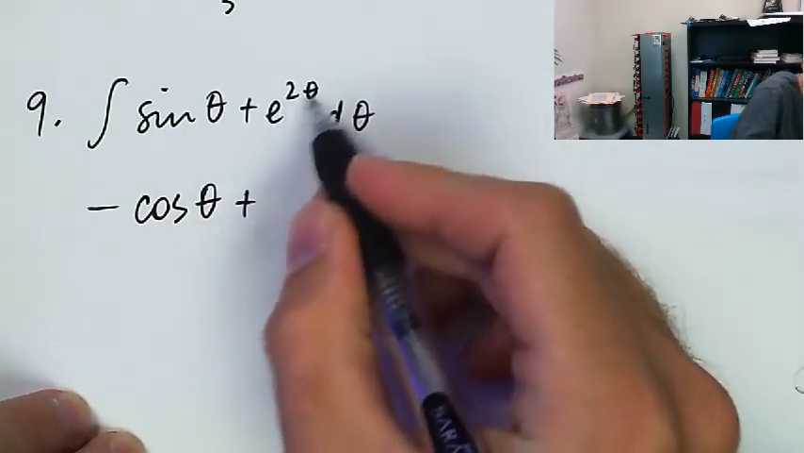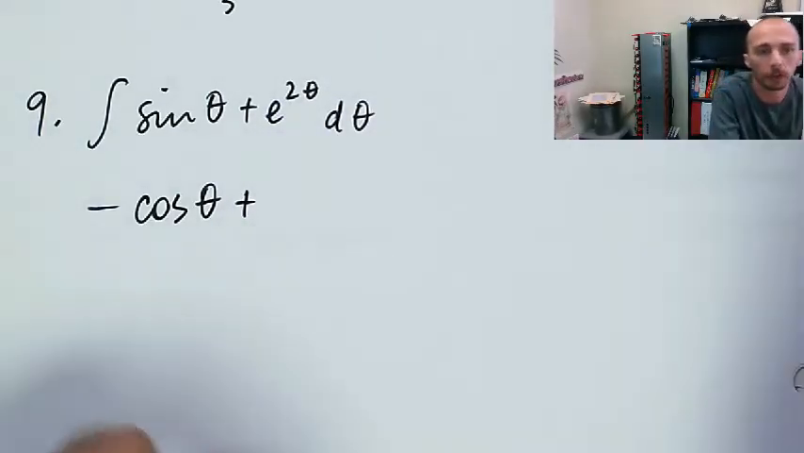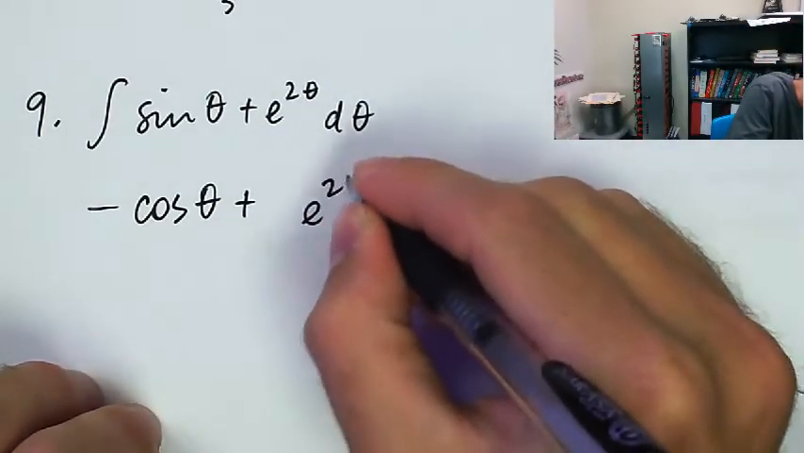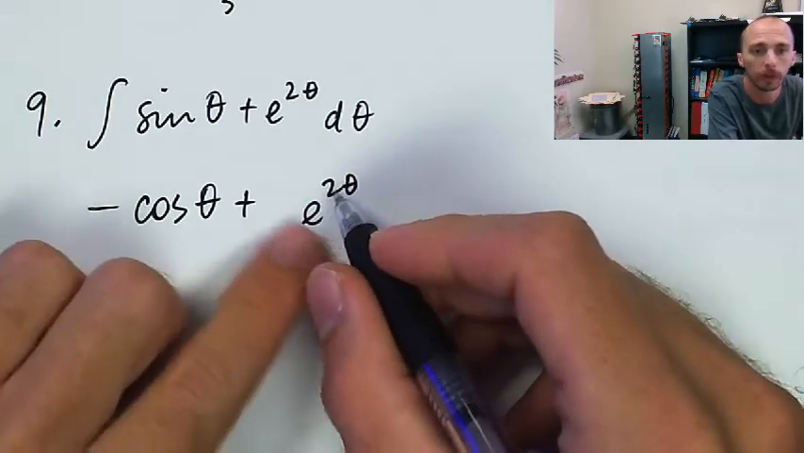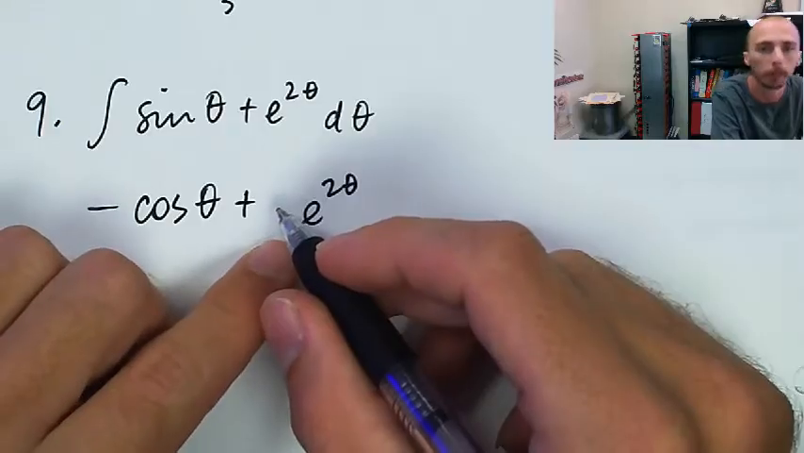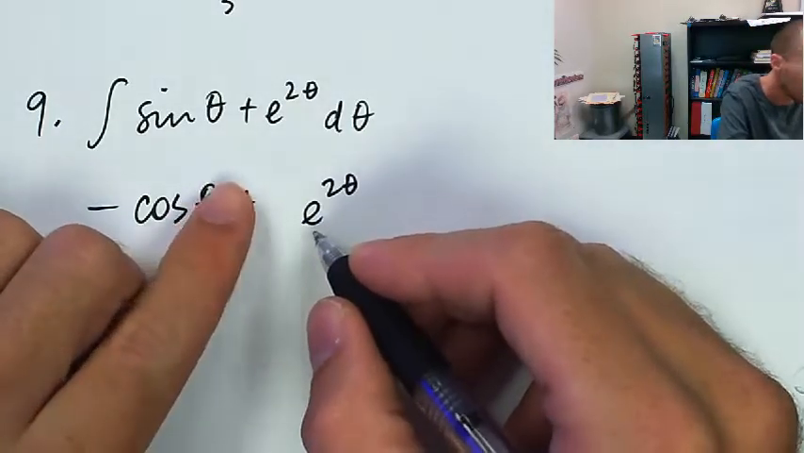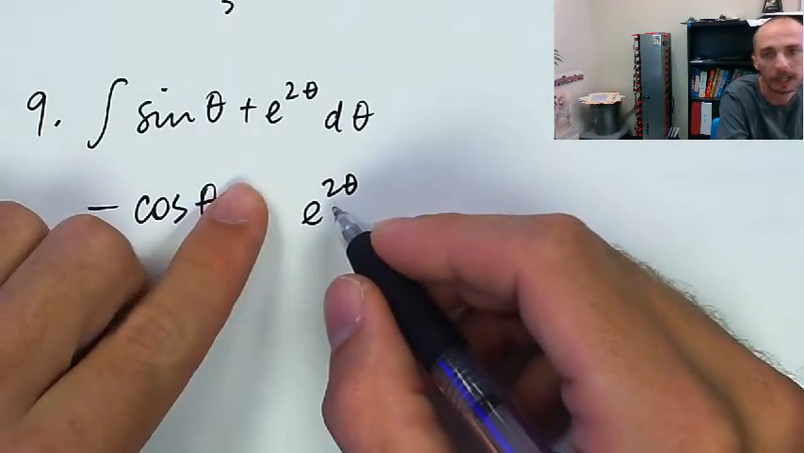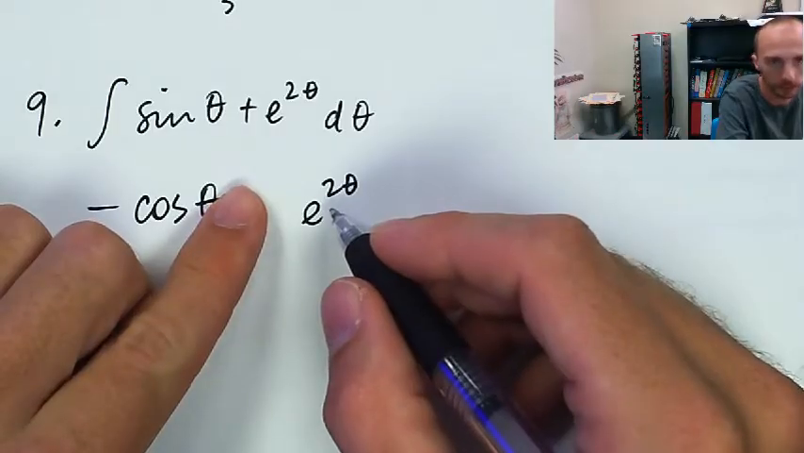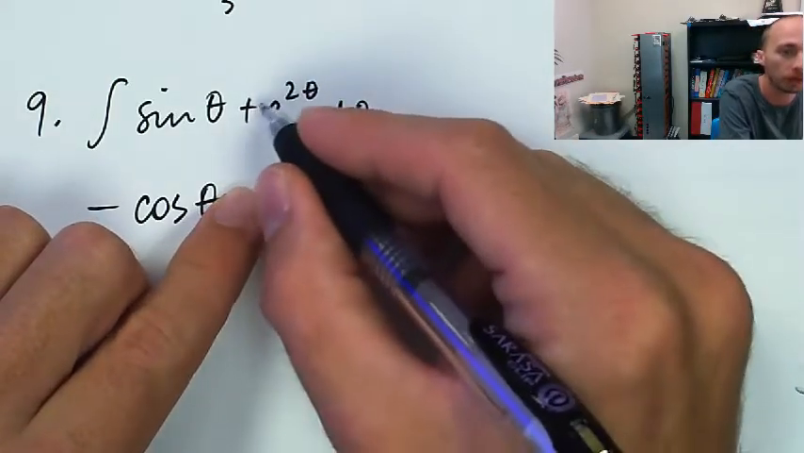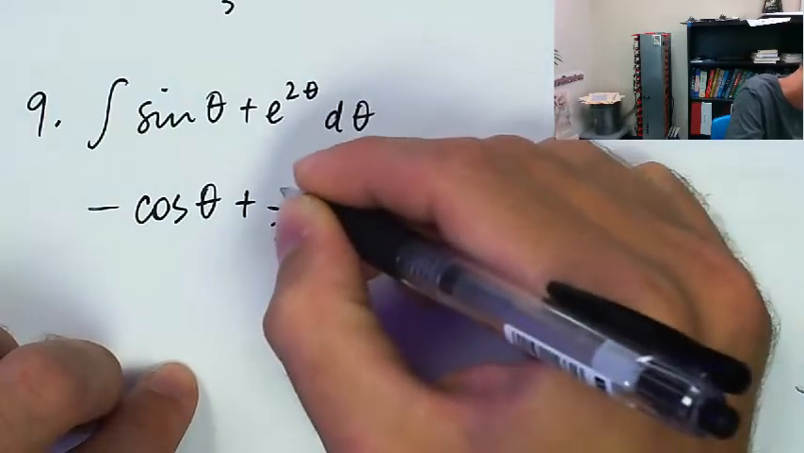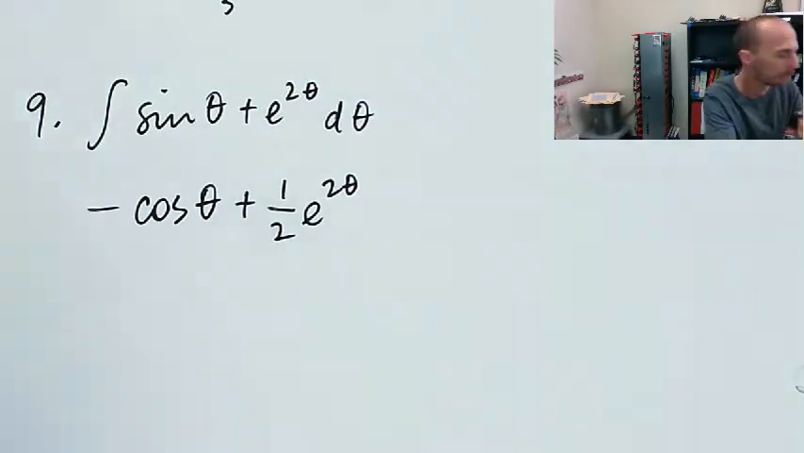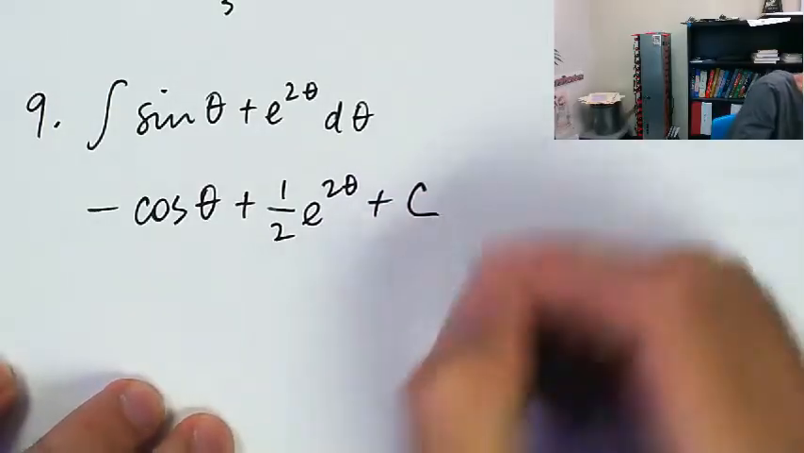And then e to the thing is its own antiderivative. But if it's going to have a constant multiple come out for the chain rule, we need to prepare for that, right? Because if I take the derivative of e to the 2 theta with respect to theta, I'm going to get 2 e to the 2 theta. So to prepare for that and make sure I only get 1 e to the 2 theta, I'm going to divide by 2 so that it has a soft place to land. And then plus c.